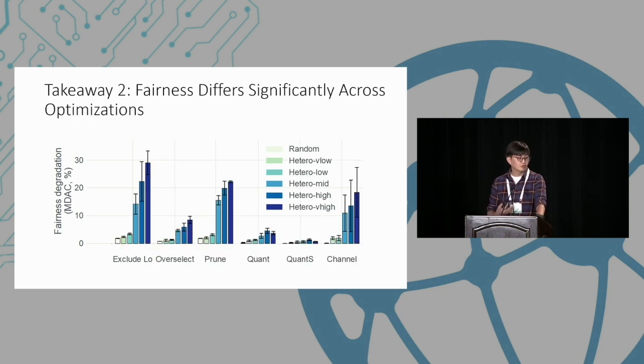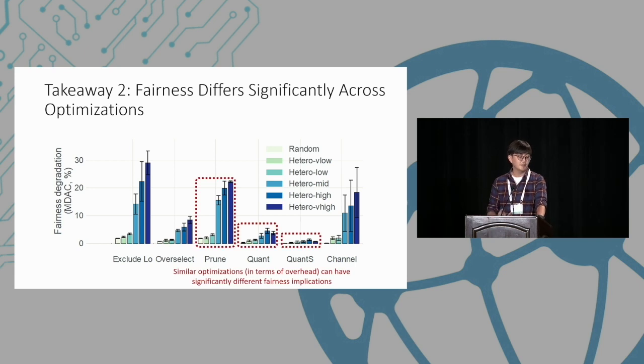We now also show the results from other optimizations as well. So here, what you can see by comparing different groups of bars is that these are all similar optimizations with similar overhead, but you can see from the height of the bars that the fairness implication can vary significantly between different optimizations. Again, this effect can only be seen if you assume a realistic system-induced data heterogeneity in your simulation. Otherwise, these interesting effects are not really visible.